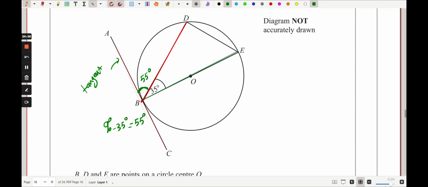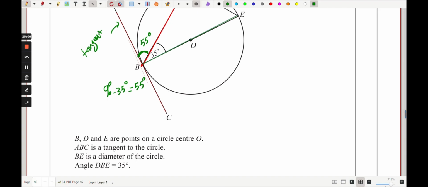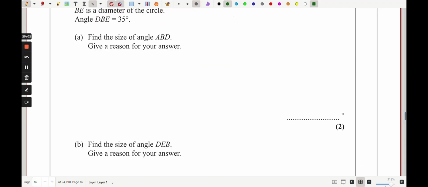Now if you want to write a reason here, because they are asking us for a reason, here we'll write our answer 55 degrees. Give a reason for your answer. So we could write: tangent meets radius at 90 degrees.